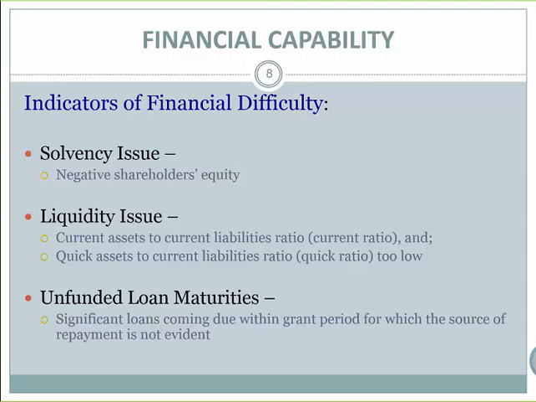So your quick assets would be your current assets minus your prepaid expenses and your inventory, and then that goes over your current liabilities. That ratio should also come out 1-to-1. Sometimes we'll accept 0.9, but usually it needs to be 1-to-1 for us to think that you're in very good condition.